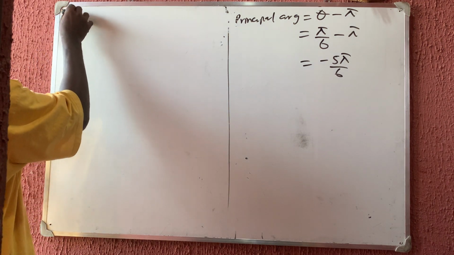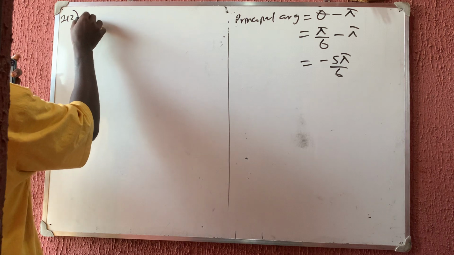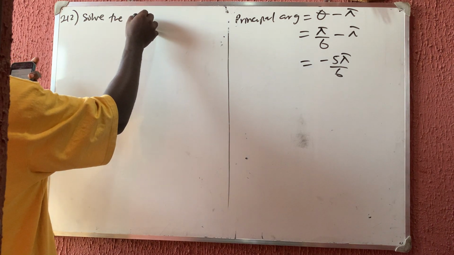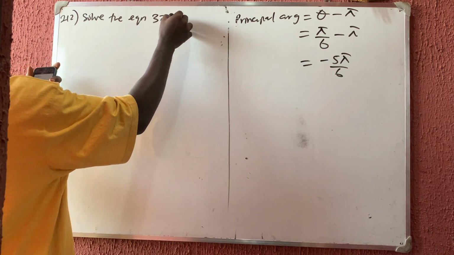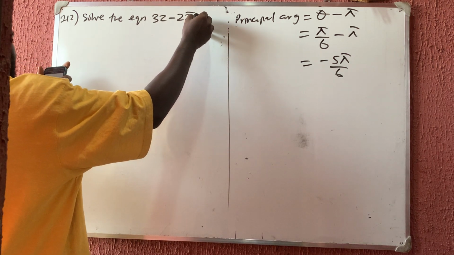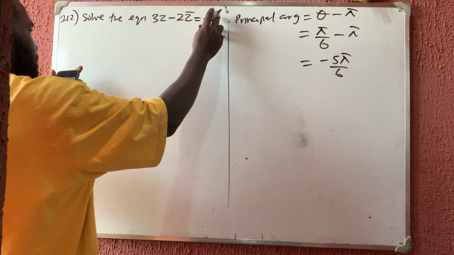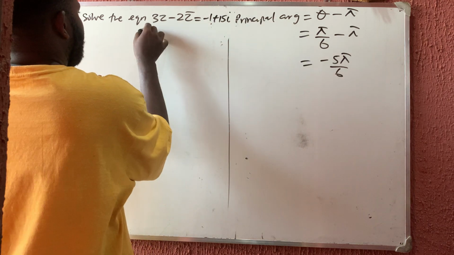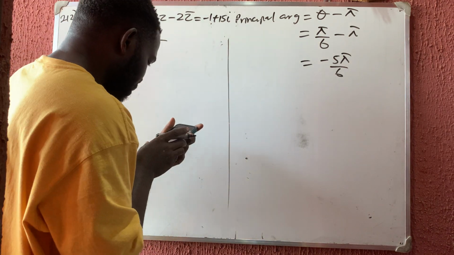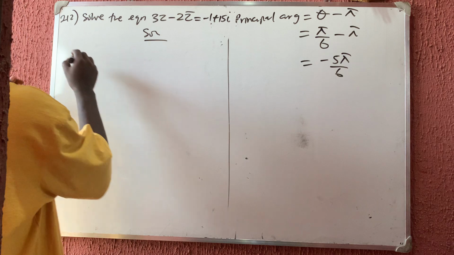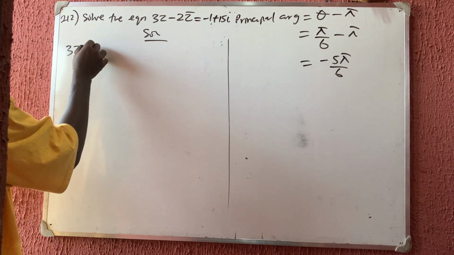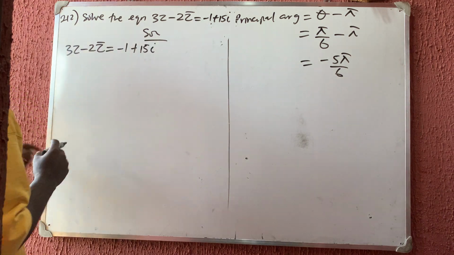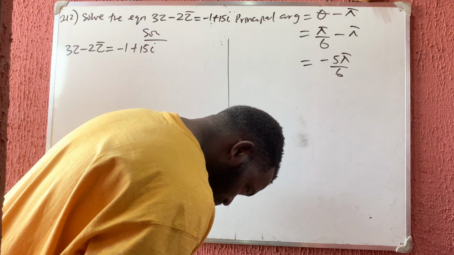Question number 212. Solve the equation 3z minus 2z bar is equal to minus 1 plus 15i. Solution. So what do we do? We are asked to find z, that's the meaning. So I have that 3z minus 2z bar is equal to minus 1 plus 15i.